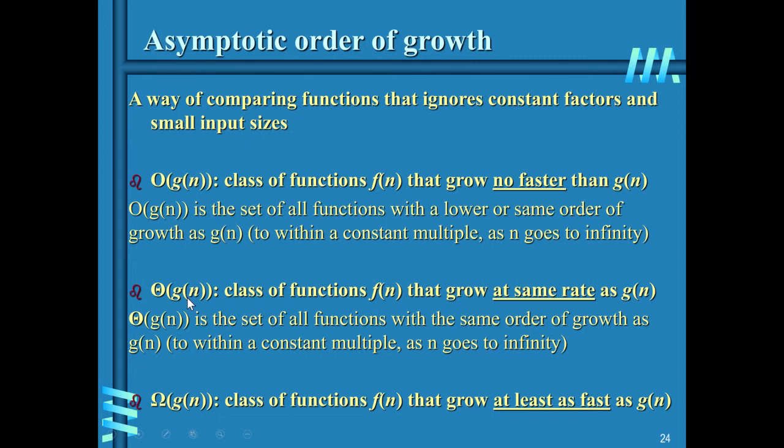Theta(g(n)) corresponds to the group of functions f(n) that grow at the same rate as g(n). Theta(g(n)) is the group of all the functions with the same order of growth as g(n) when n goes to infinity. Omega(g(n)) is defined as the class of functions f(n) that grow at least as fast as g(n).